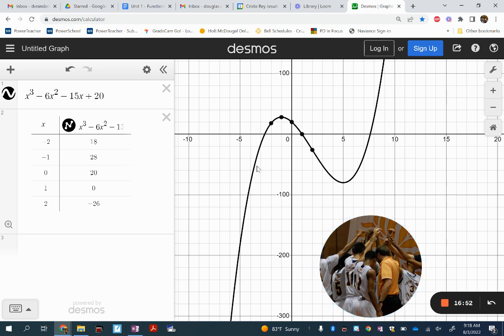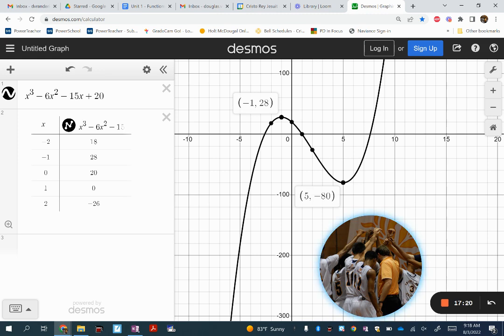The really nice thing about Desmos is that you can see that it's increasing to start, and it looks like it's changing from increasing to decreasing. So there's a local maximum. And then same thing here, it'll actually give you those points for your local extrema. So I've just plotted my negative 1 comma 28 as the local maximum, and 5 comma negative 80 as the local minimum. All right, so I'm going to write those down, and then we'll get into the intervals for increasing and decreasing.